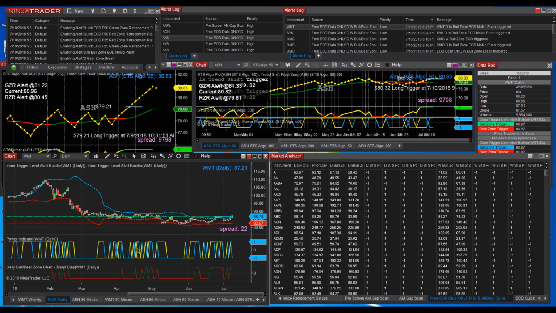Many times on the daily you will have one already blue, and then the other one will join it a bar later or a bar or two later. And when you've got upward momentum that's indicated by this blue one, and then the lower blue one joins it, it's gaining momentum.